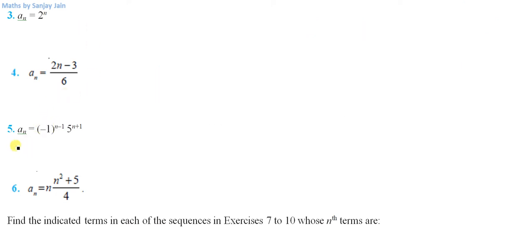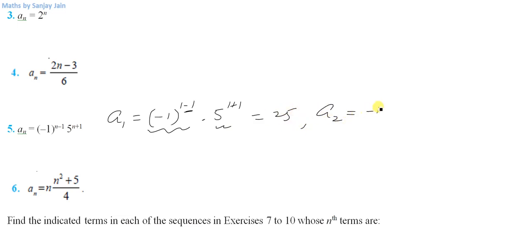Alright, so now we will write this one. A of n is equal to minus 1 raised to power n minus 1 and into 5 raised to power n plus 1. So what I'll do is I'll write the terms directly. A1 is equal to minus 1 raised to power 1 minus 1 into 5 raised to power 1 plus 1. So this is 0. So this entire expression will become 1. This is 5 raised to power 2. So 25. What is A2?